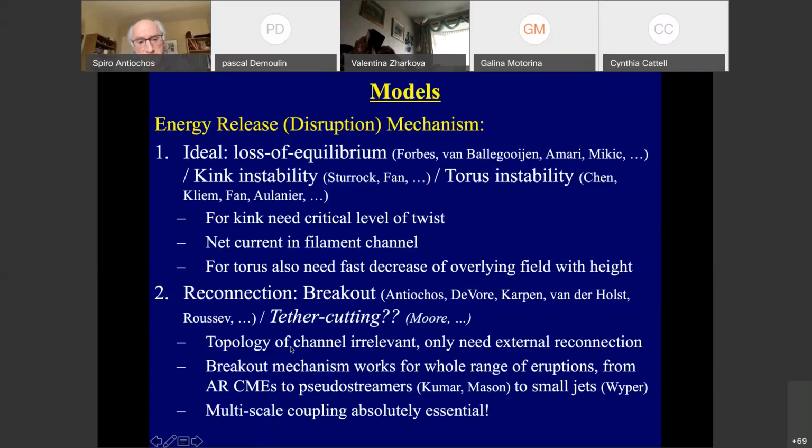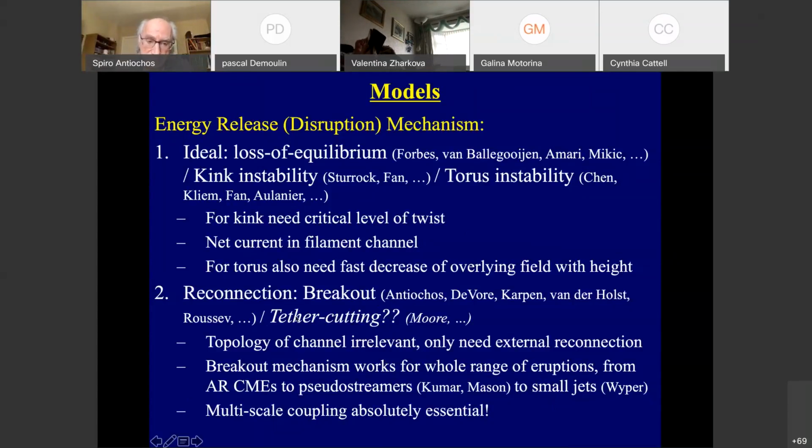Okay, for these models, the topology of the channel is irrelevant. In other words, the magnetic field could be a twisted flux rope, it could be a sheared arcade, whatever it is, all you need is the external reconnection. That is for the breakout. Actually, that's true also for tether cutting, because tether cutting will convert whatever sheared field you start with into a twisted flux rope. The breakout mechanism works for a whole range of eruptions, from active region CMEs to pseudostreamers to small jets. So this is a real positive for the reconnection model, especially for breakout, because for a small jet, if you have a very small polarity inversion line with a tiny filament sitting there, it's hard to see how a torsion instability, where you're just going to blow open the overlying field, is going to work.